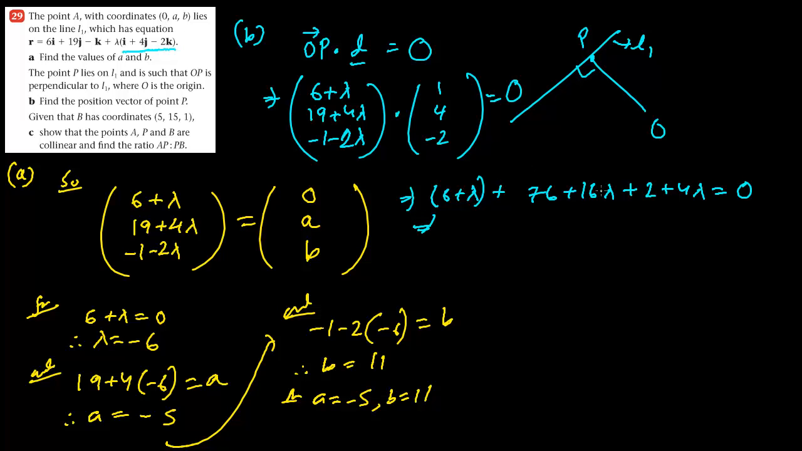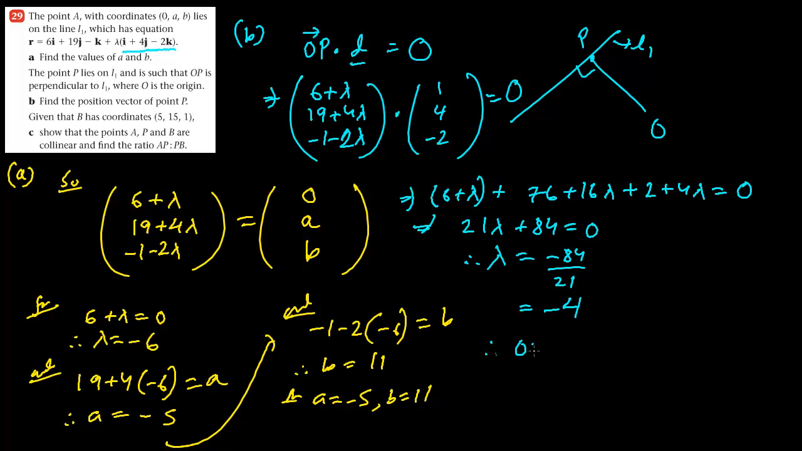We have lambda plus 16 lambda is 17 lambda, plus 4 is 21 lambda. We have 76 plus 6 is 82. 82 plus 2 is 84, so plus 84 equals 0. Therefore, lambda equals minus 84 divided by 21, which turns out to be minus 4.